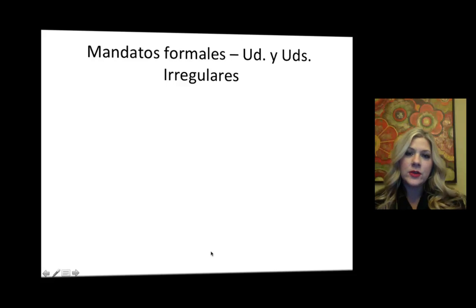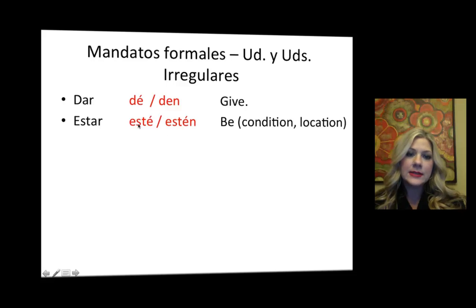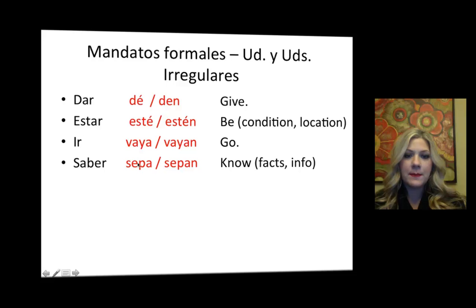We do have a handful of irregulars, and you'll just have to memorize these. Dar, de or den, give. Remember that the singular form does not have the accent. So if you're just talking to one person, use de. If you're talking to more than one person, you would use den. Estar, esté or estén. Ir, vaya or vayan. Saber, sepa, sepan. Ser, sea or sean.